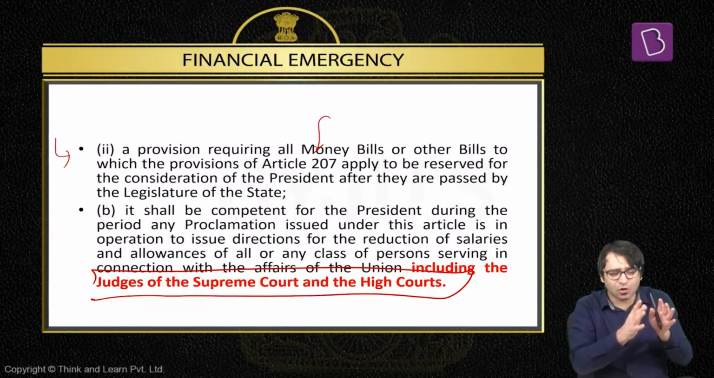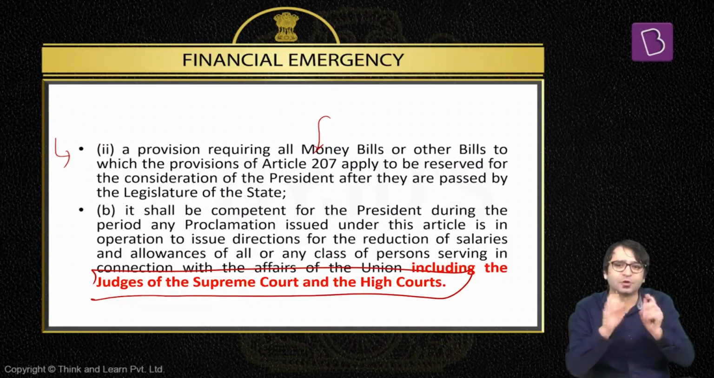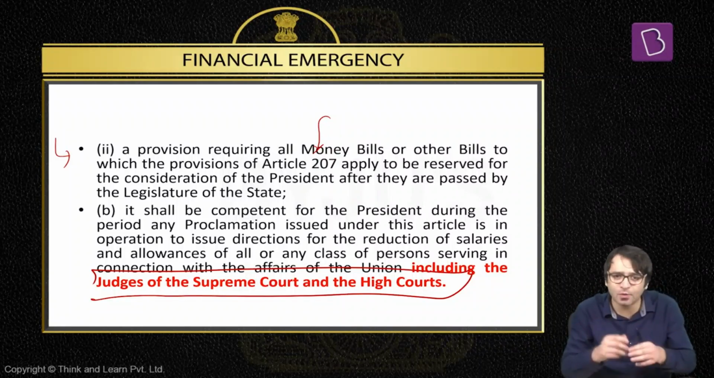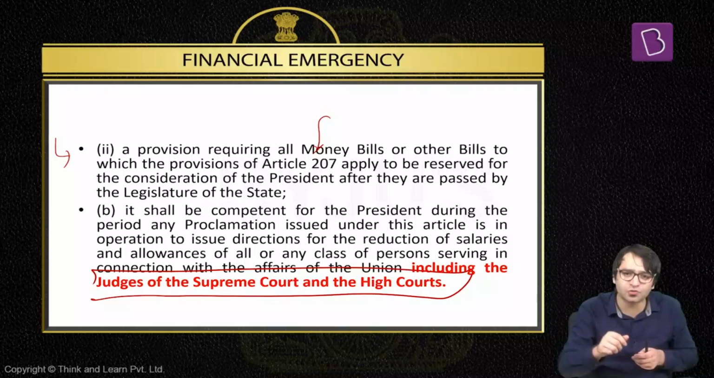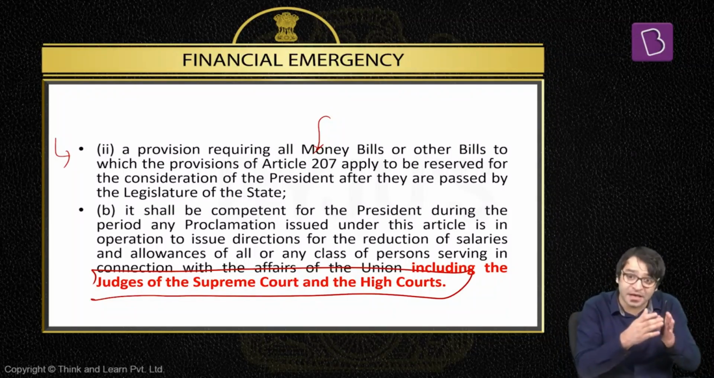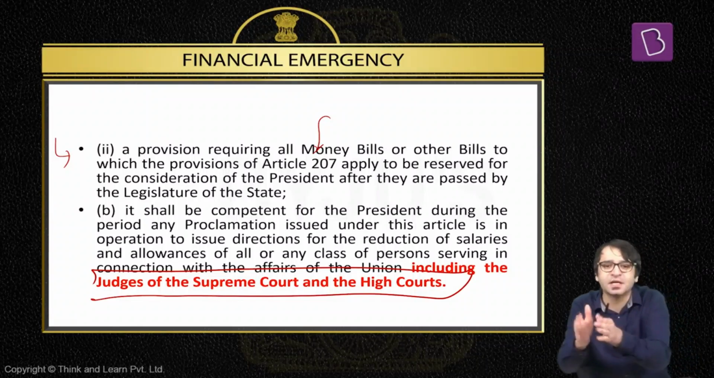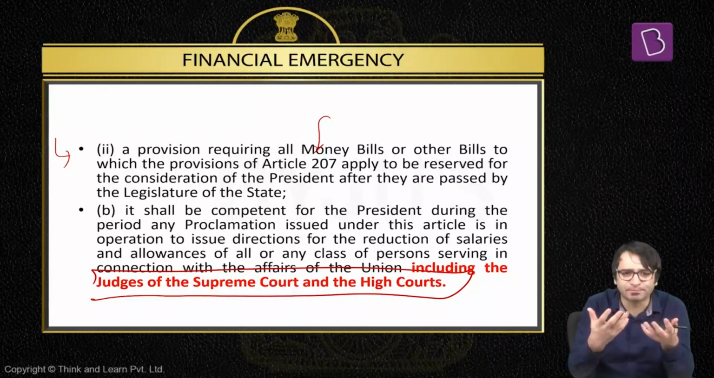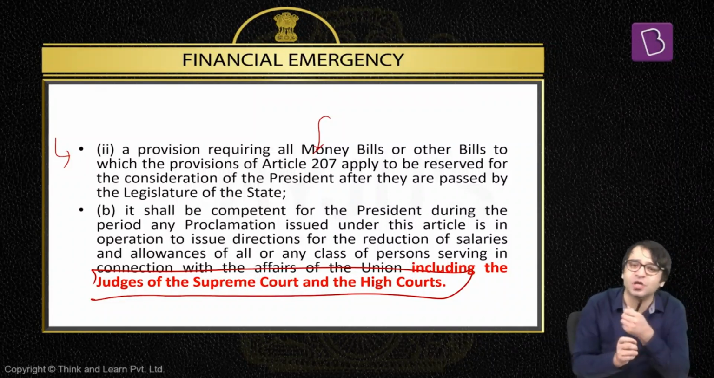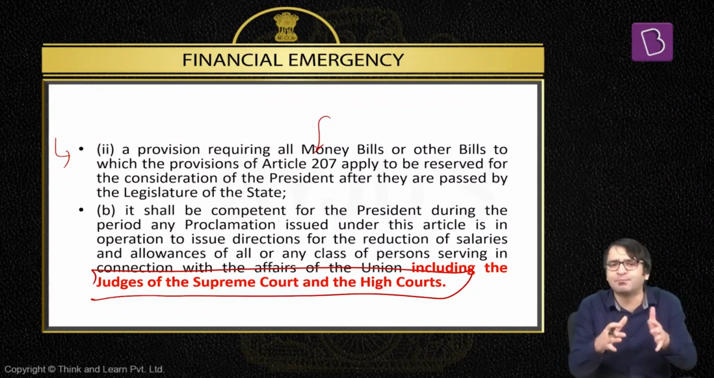But what might happen during financial emergency? Constitution talks about it. Constitution says, observe canons of financial propriety. This directive can be issued by the union to the states. That's number one. Number two, salaries of state government employees can be reduced. Number three, what can happen is that all these bills, money bills, dealing with money, financial bills, dealing with money, these bills once approved by the state legislatures, they may be reserved for the consideration of the president. And at the union level, the salaries of government employees at the union level may also be reduced, including the judges of the Supreme Court and the High Courts. This is what can happen during financial emergency.